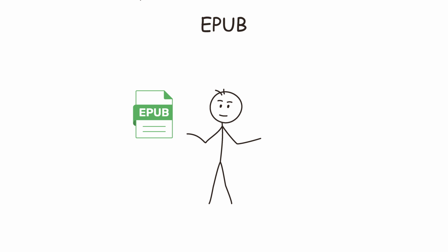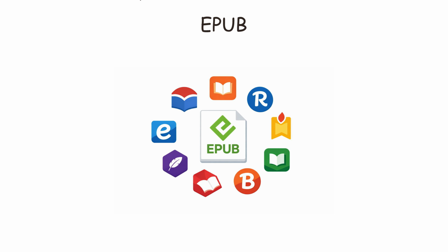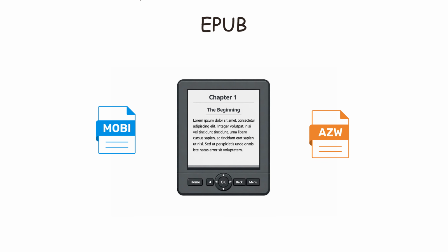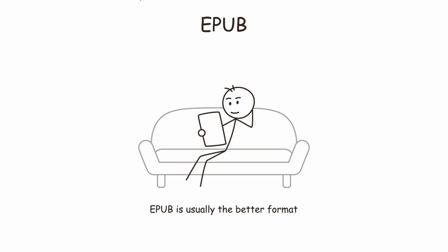EPUB files are usually smaller than PDF, and they are designed specifically for digital reading, not printing. Most reading apps support EPUB. However, older Kindle devices did not support it directly, which is why other formats like MOBI and AZW became popular. So if you want a comfortable reading experience on a screen, EPUB is usually the better format.